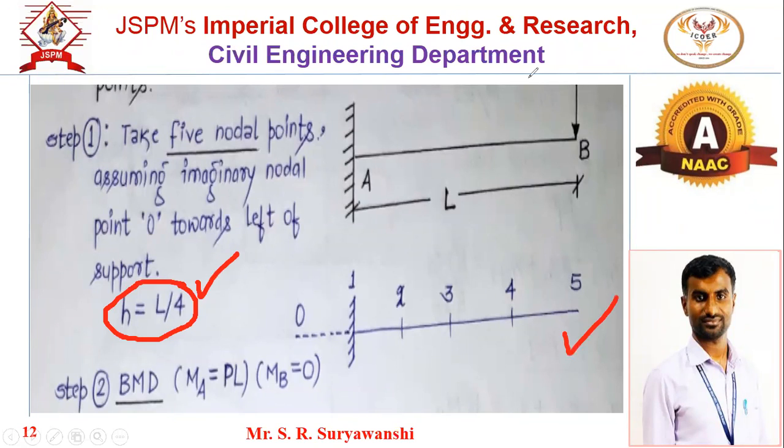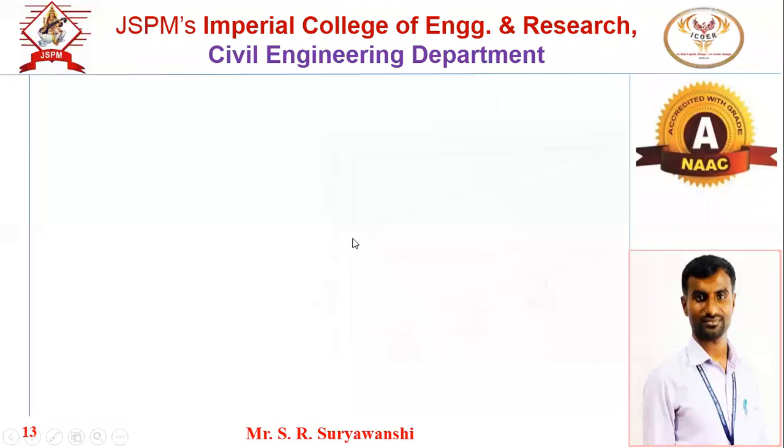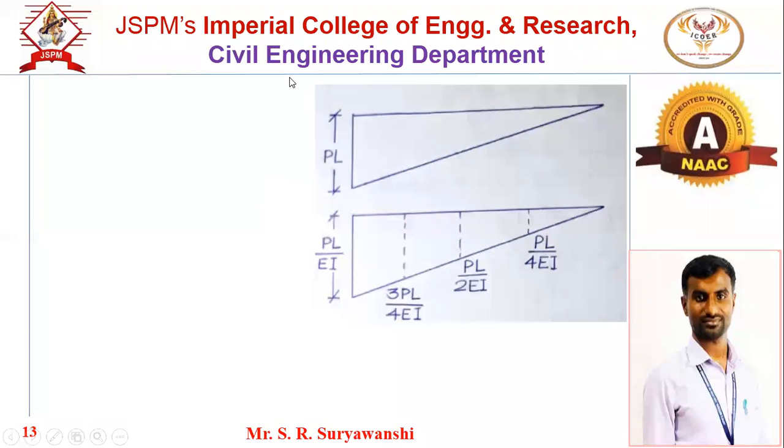Now we have to draw the BMD. Next step, draw the BMD. So this is the BMD for this particular standard case. Maximum bending moment will occur at the fixed end. Here it is subjected to the load P. Suppose this is node 1, this is node 2, this is node 3, this is node 4, and at the free end it is node 5. Now H is L by 4, L by 4, L by 4. So H everywhere is L by 4. We know that the maximum bending moment will occur at the fixed end, at node 1.